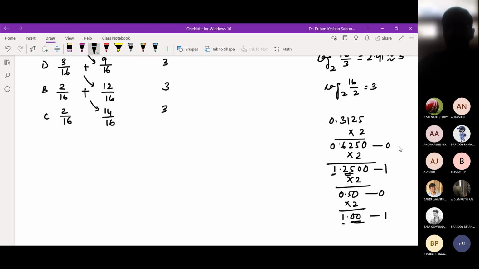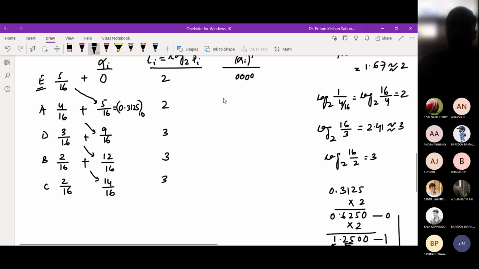What you got, you have to write from top to bottom: 0 1 0 1. Since it is a decimal value, you can write 0.0101. So this is the basic method of converting a decimal number system into the binary number system. I explained it for this one, and similarly you can do it for the others.